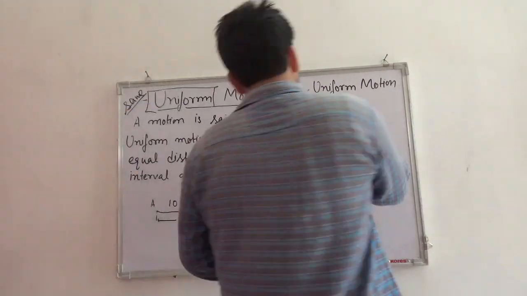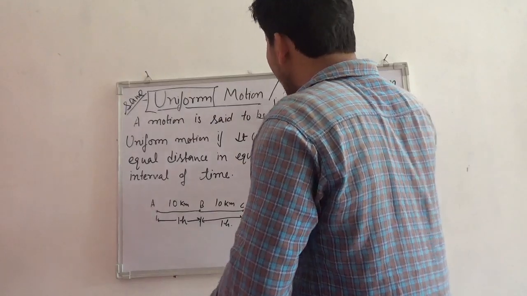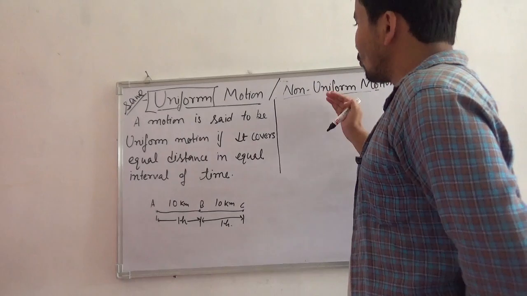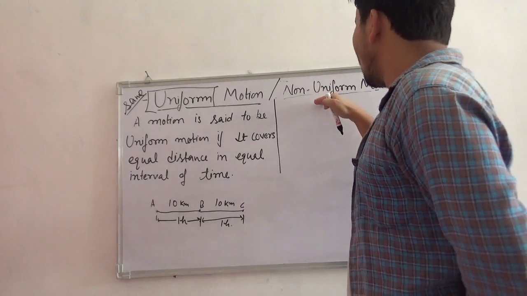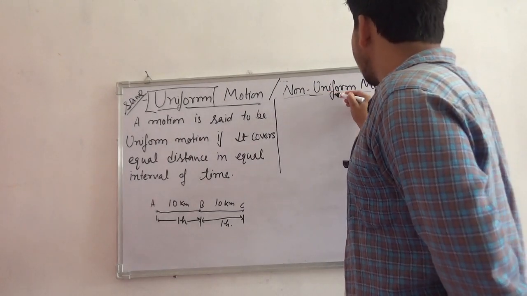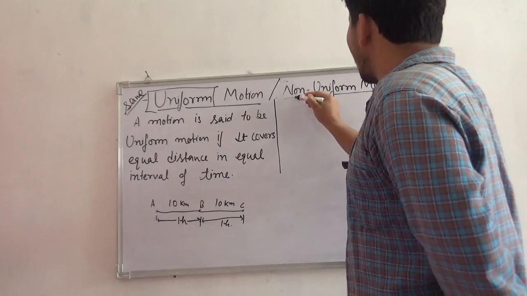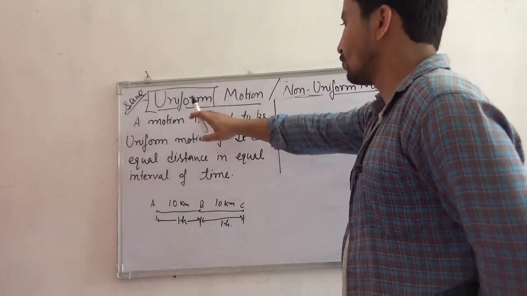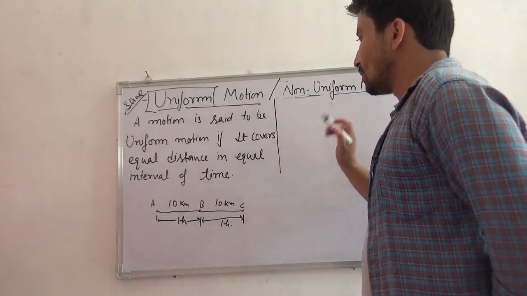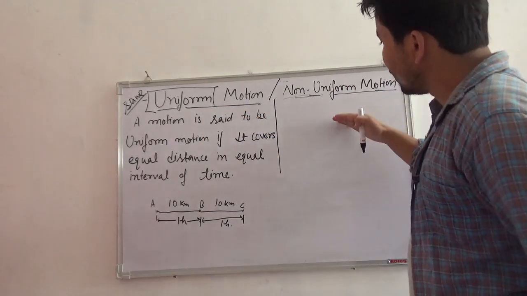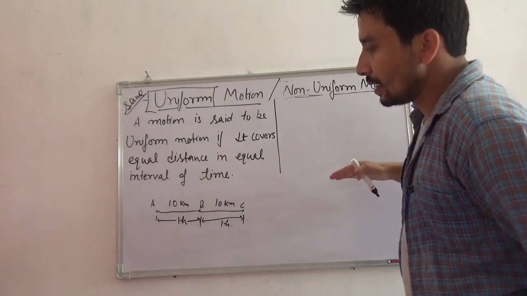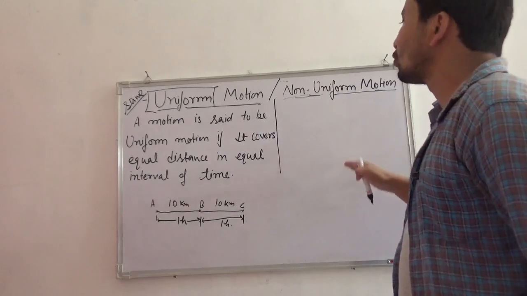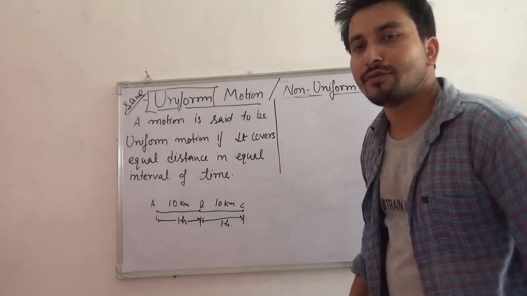And on the other hand, what is non-uniform motion? It is also indicated as a topic, non-uniform motion, which is exactly opposite to uniform motion. In this case, if any object covers unequal distance in equal interval of time, that motion is called non-uniform motion.